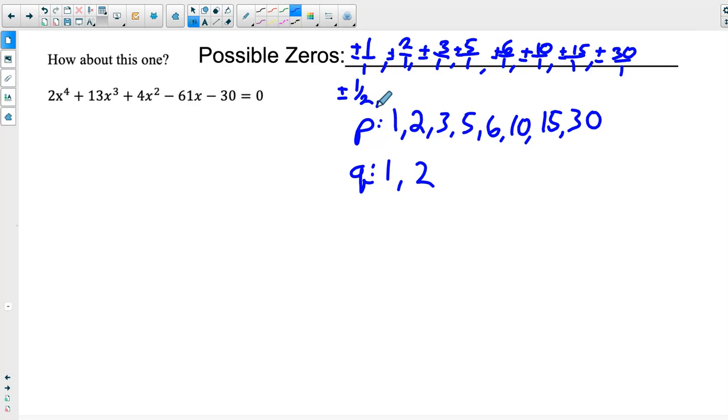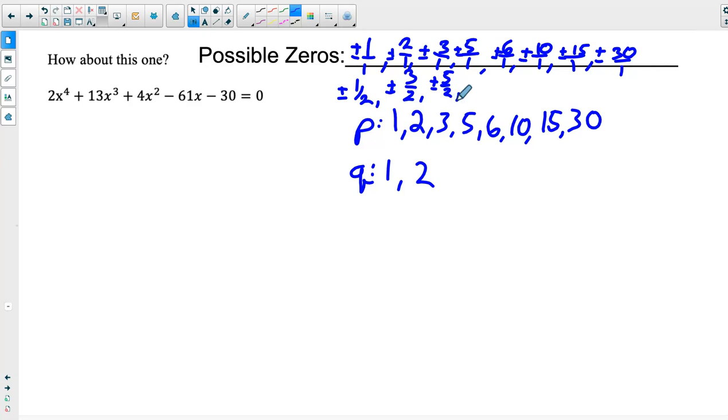2 divided by 2 is 1. So I'm not gonna put that one up there, because I don't have to repeat, and 1 over 1 is there. Then I go 3 over 2. I do have to put that one up here, so plus or minus 3 over 2. Then I have 5 divided by 2, so plus or minus 5 divided by 2.